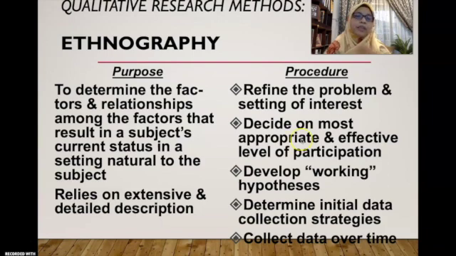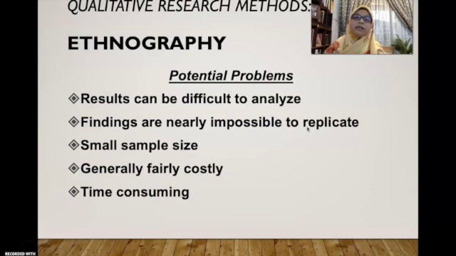So the procedure of doing ethnography is to refine the problem and setting of interest, decide on the most appropriate and effective level of participation, develop a working hypothesis, determine initial data collection strategies, and collect data over time. You don't have your own hypothesis that you build before you run your research. You develop a working hypothesis, determine initial data collection strategies, and collect data over time.